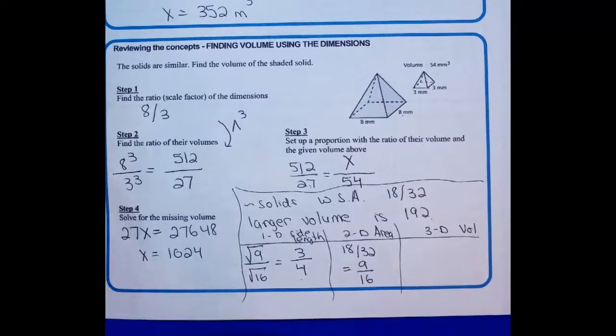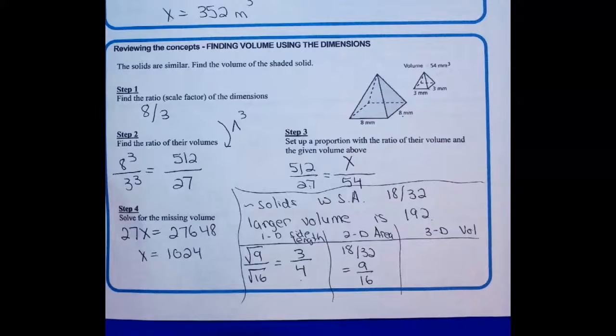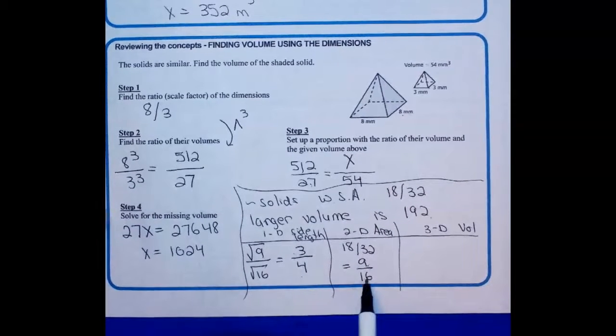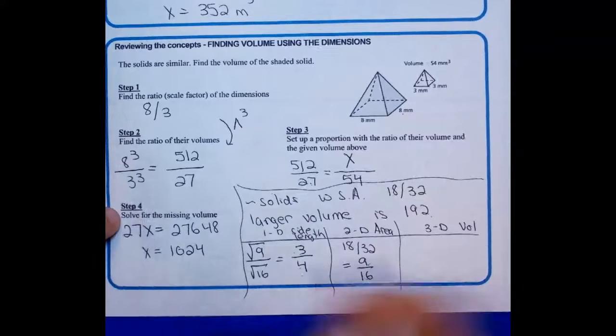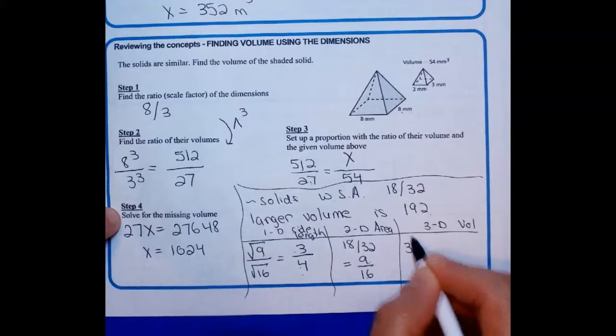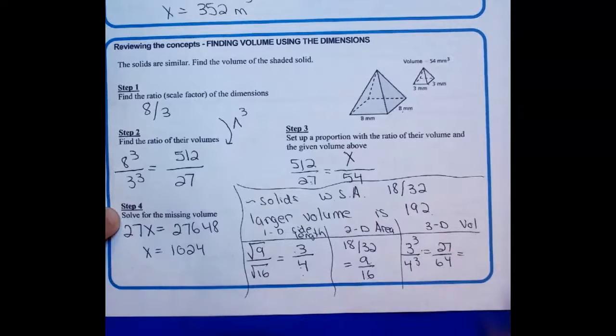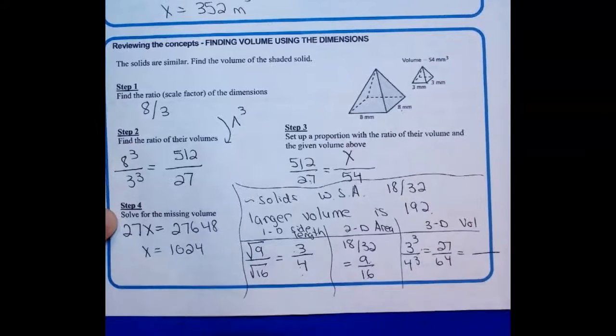And let me give you a second just to look at that again. And you can check it. 3 squared gives you that 9, 4 squared gives you that 16. And now to go from here to here, we have to raise each one of those to the 3rd power. So we get 27 over 64. Now we're ready to set up that proportion and solve.